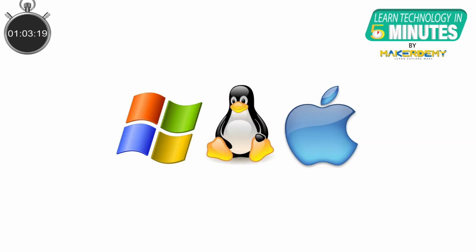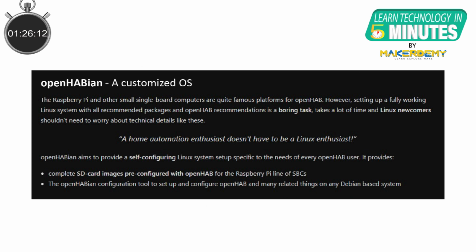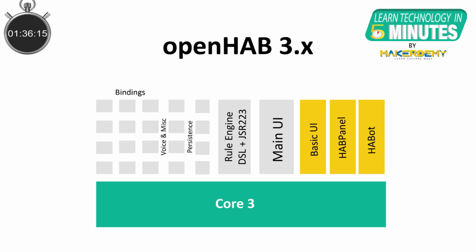Coming to the installation part, OpenHAB only requires a Java virtual machine that can be run on common platforms like Windows, Mac OS, Linux, or even single board computers like the Raspberry Pi. For serious home automation enthusiasts, a dedicated system is the best option. A Raspberry Pi 4 with 2 GB and a 16 GB microSD card can provide the optimal experience. In this case, the Pi can be set up with the OpenHABian image, a customized OS with support for the OpenHAB ecosystem. The latest release, which is OpenHAB 3.0, was released on the 21st December 2020.